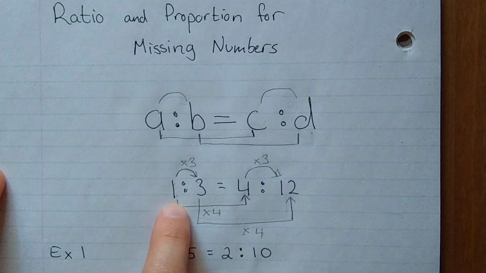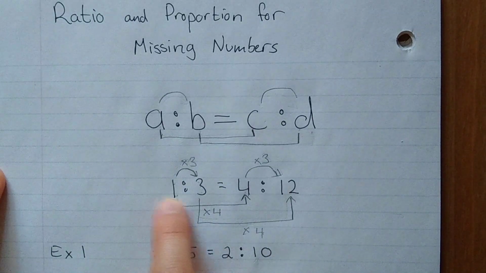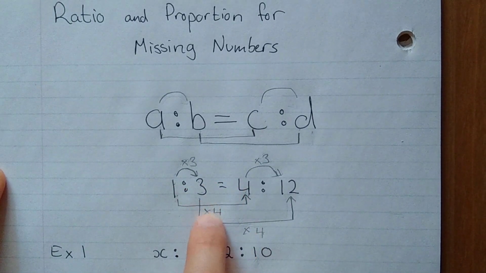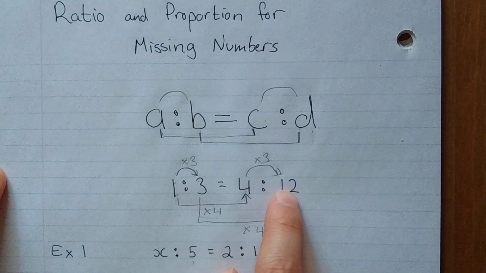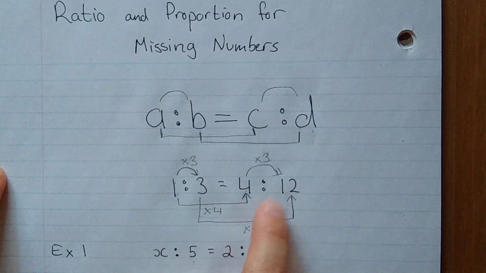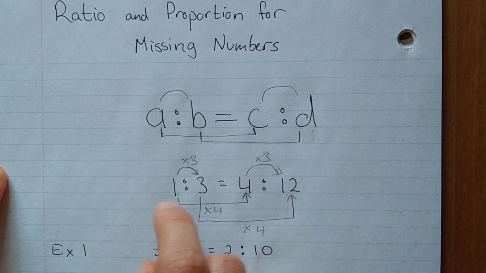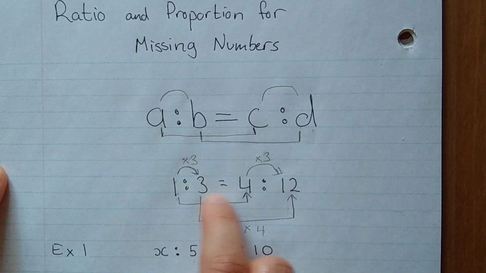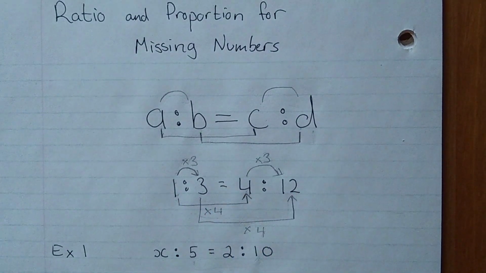And then if you go between the first term and the first term here, you'll do 1 times what equals 4? 1 times 4 equals 4. And then if you take the second terms, 3 and 12, you can do times 4 again. So 3 times 4 equals 12. So there's this similarity inside each of the ratios, and then there's a similarity between the first numbers and the second numbers. So let's do an example.